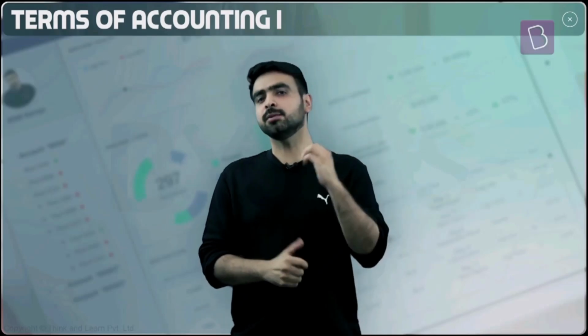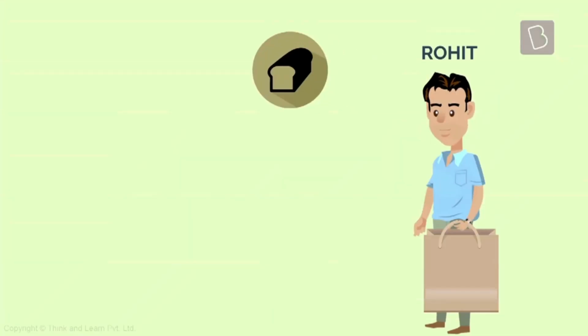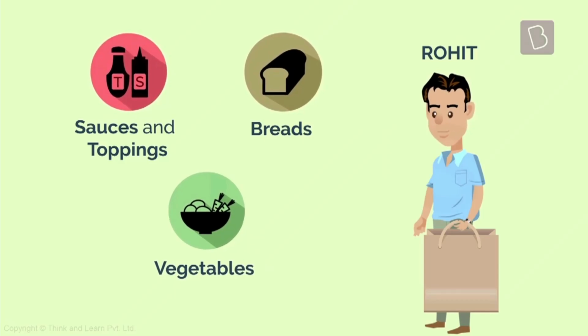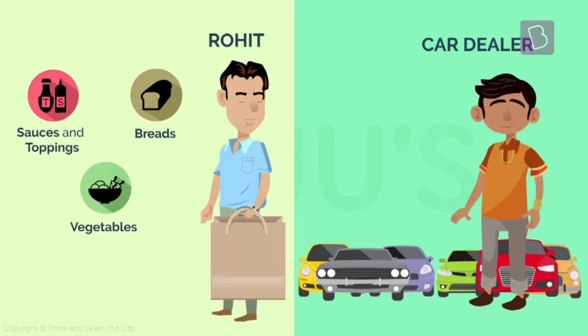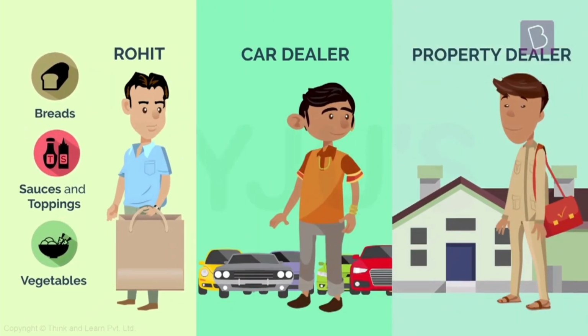Do you know what is the term used for buying goods? Well, it's called purchases. When Rohit bought breads, sauces, vegetables, he would say he purchased these items. When the car dealer bought cars, he would say he purchased cars. Or when the property dealer bought houses, he would say he purchased houses.